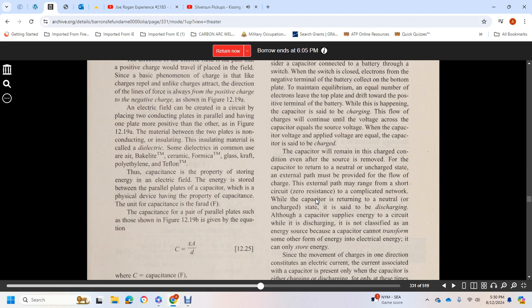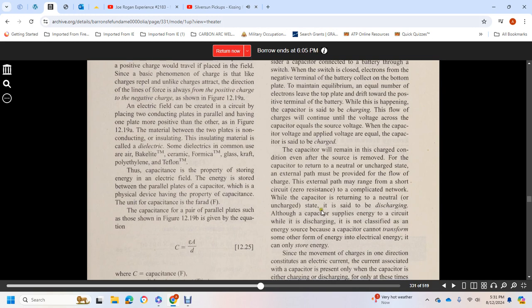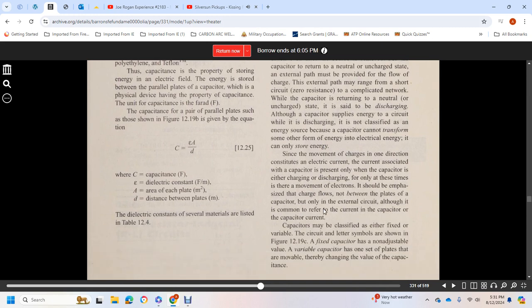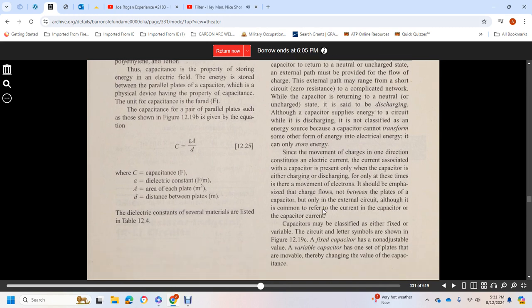Although the capacitor supplies energy to the circuit while discharging, it is not classified as an energy source because it cannot transform some other form of energy into electrical energy. It can only store energy. The movement of charge in one direction constitutes electrical current. Current is associated with the capacitor only when the capacitor is either charging or discharging, for only the time of the movement of the electrons.